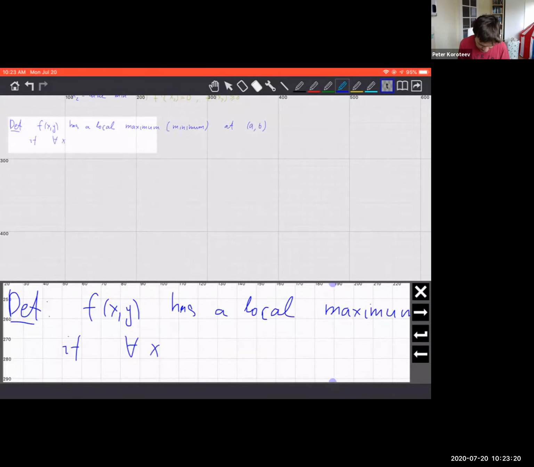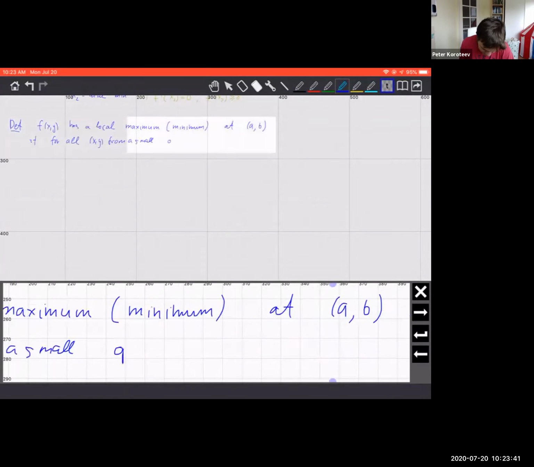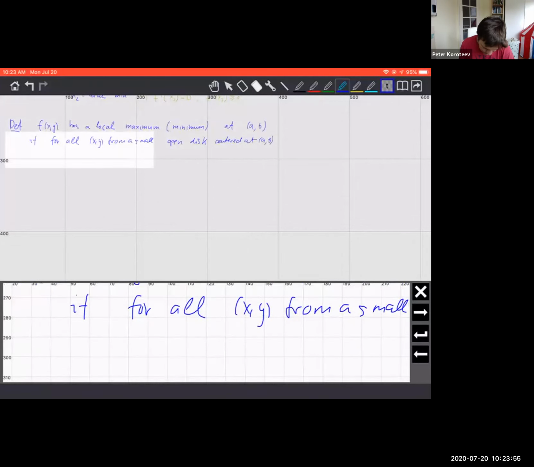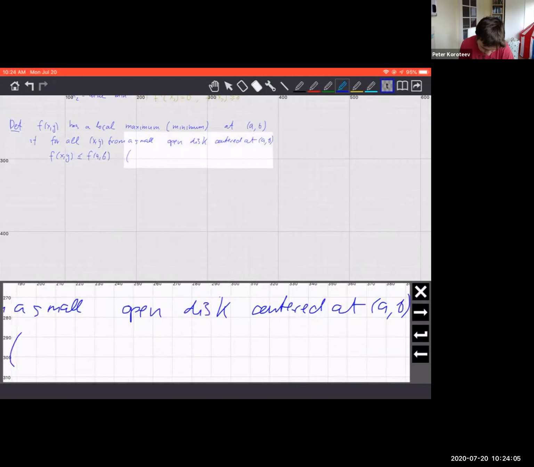if for all x and y from a small open disk centered at (a, b), the following is true: f of x, y is less or equal than f of (a, b), and respectively, f of x, y is greater or equal than f of (a, b).